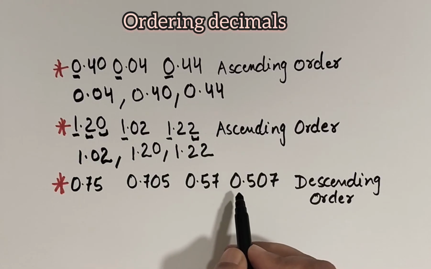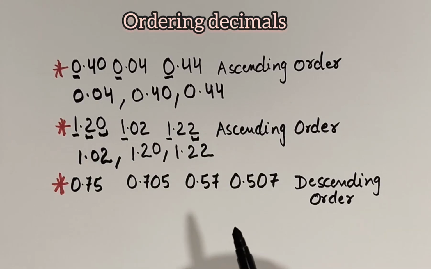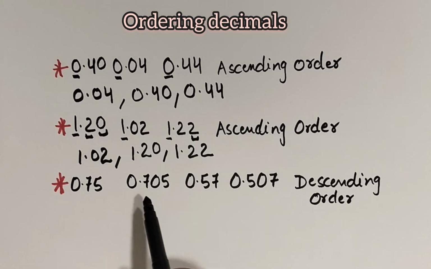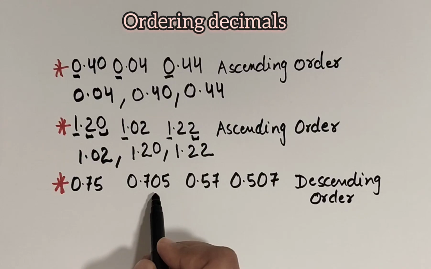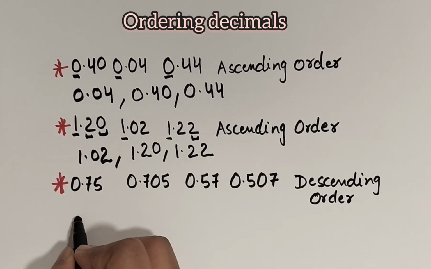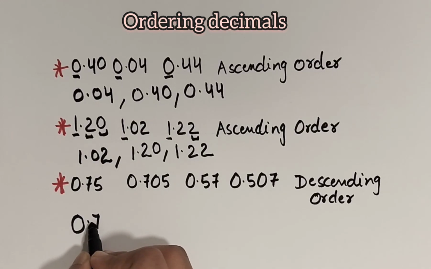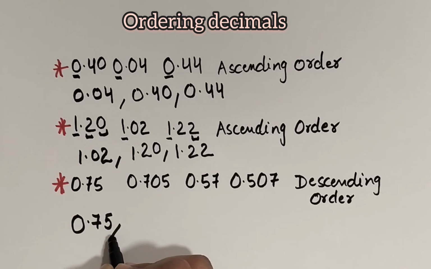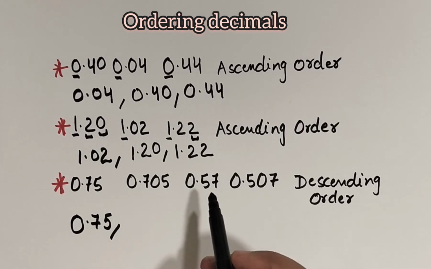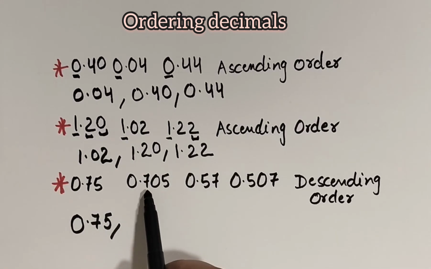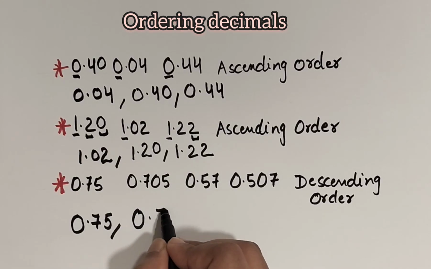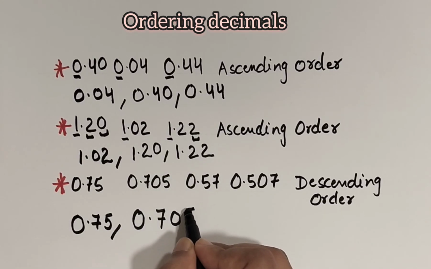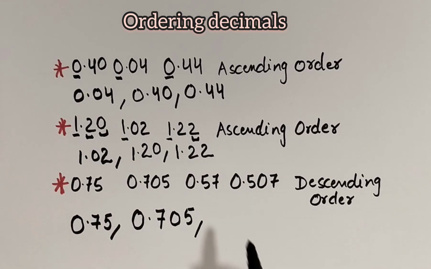You can see that 7 is bigger than 5, so I'll choose the first two numbers and I'll compare them again. So 0.7 is the same, so I'll compare the third number now. Here is 5 and the other one is 0. So 5 is bigger than 0, so I'll choose 0.75 in the first place because that is the biggest number. Now we know that 0.705 is bigger than the rest of the numbers because that number starts with 7, so I'll write that number in the second place.